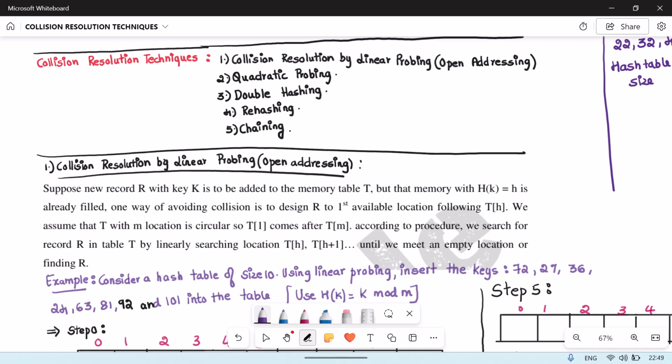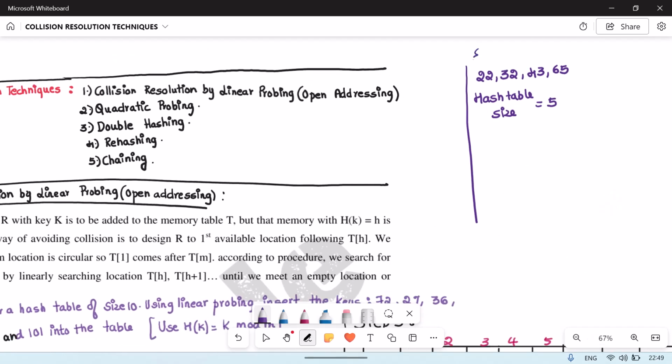If the collision happens, what to do? How can we overcome it? Before going to the resolution, first let us look at what collision itself is. See here, I have taken one example. I want to insert the elements 22, 32, 43 and 65 into a hash table, and we have assumed that the hash table size is 5. So I'll draw the hash table like this, with indexes 0, 1, 2, 3 and 4.